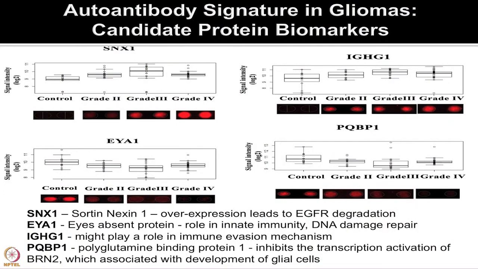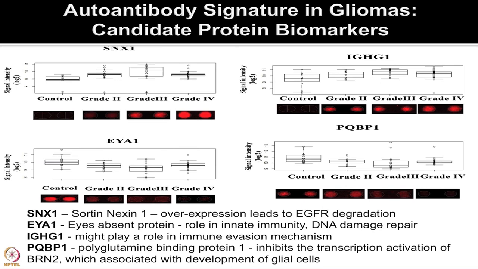So, these proteins, as you can see on the screen, one is sorting nexin-1 protein, which usually shows overexpression, which leads to the EGFR degradation. A lot of interesting biology is already understood for this protein, and if you look from the control to grade 2, you can start seeing some signal coming from the grade 2 patients, and as this is progressing to grade 3 then 4, we can now see more intense signal in grade 3 then 4.